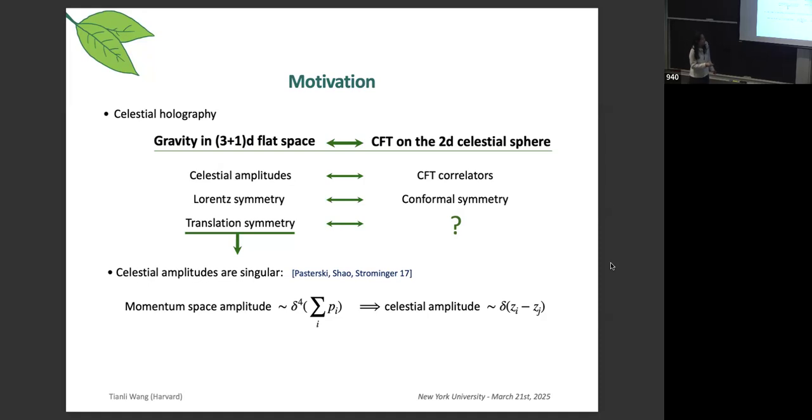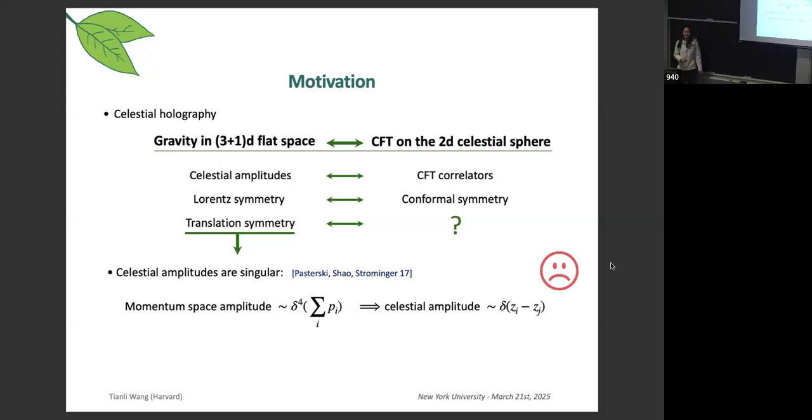So here I'm being kind of schematic. C is a coordinate on the celestial sphere, and i, j label different operators. So these delta functions come from the momentum conserving delta function in momentum space amplitudes, which are always there, which of course result from bulk translation invariance. But our usual CFT correlation functions don't have this type of singularity, and this prevents a direct, easy construction of a dual CFT. So this is not great.